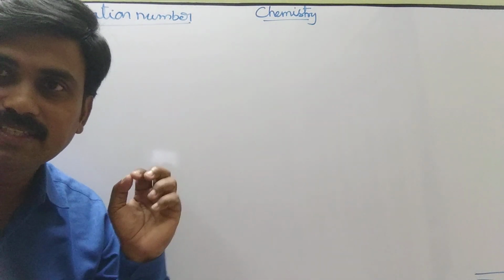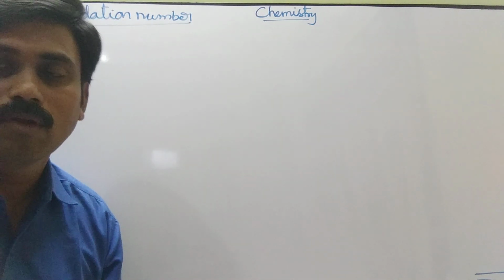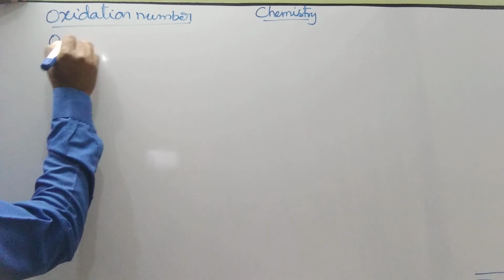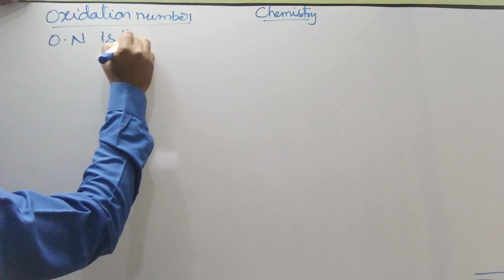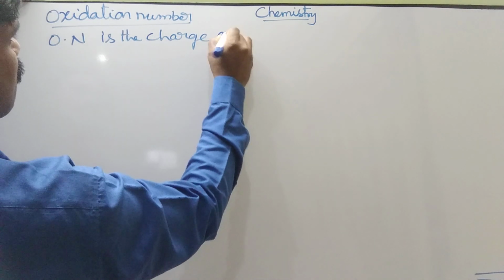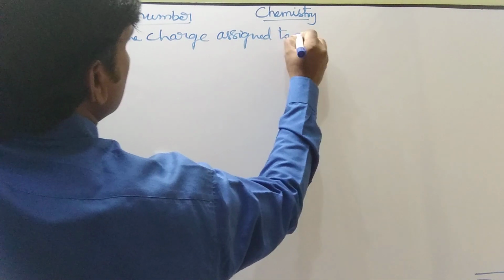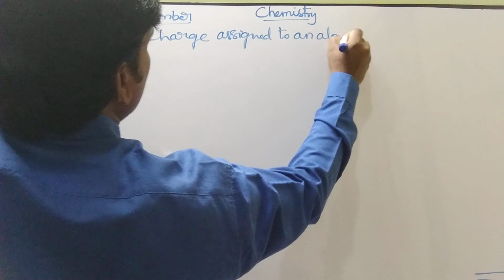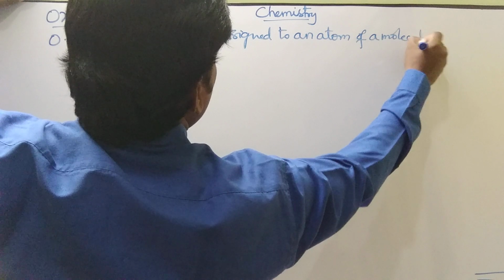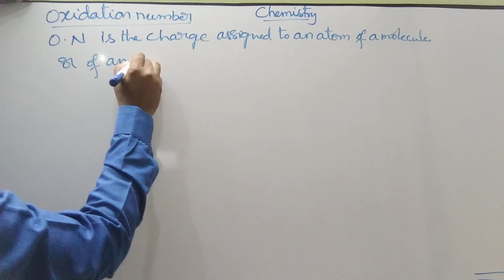Oxidation number is the charge assigned to an atom of a molecule or of an ion. Look at the statement. Oxidation number is the charge assigned to an atom of a molecule or of an ion.